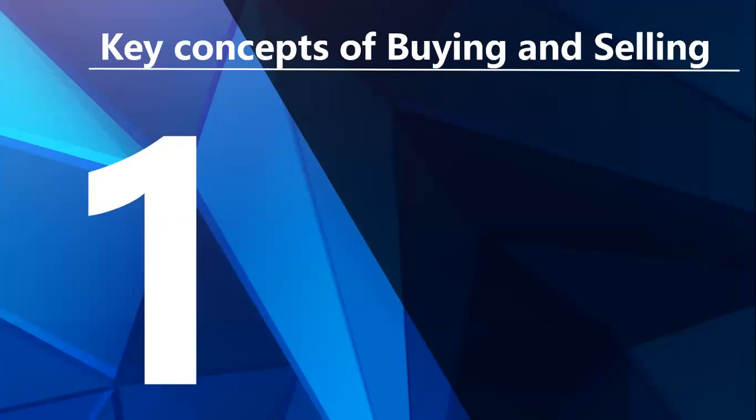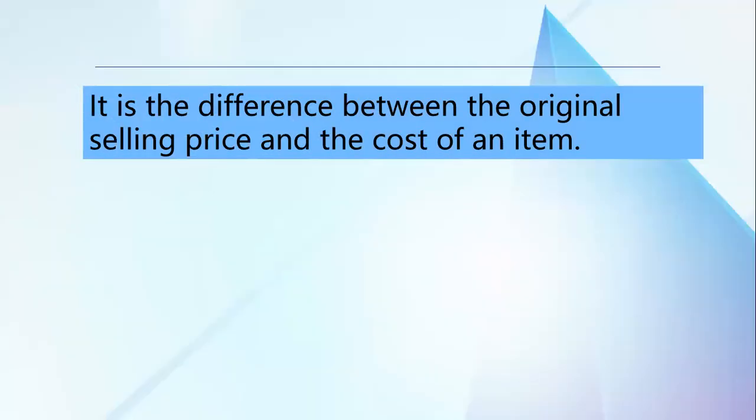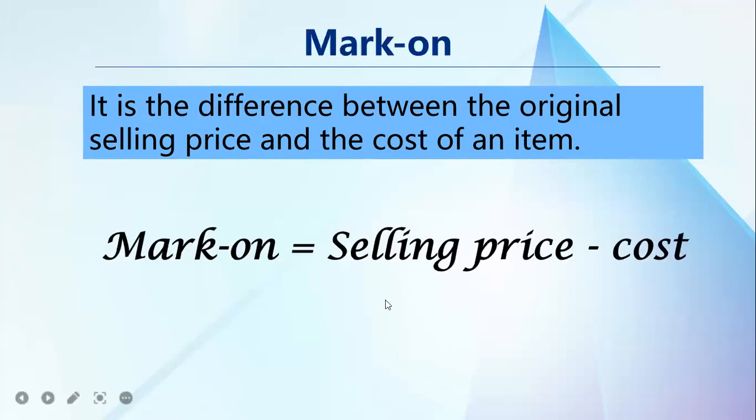Next, the key concepts of buying and selling. First is mark-on. Mark-on is the difference between your original selling price and the cost of an item. Basically, it is your profit, how much you gain. The formula is mark-on equals selling price minus cost, the original selling price subtracted by your cost.